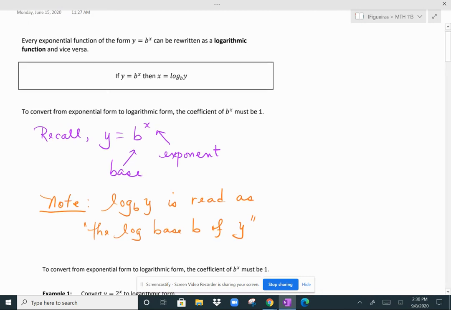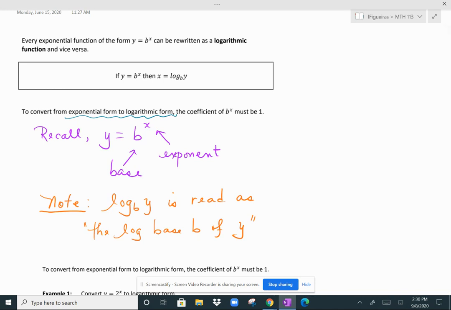In order to convert from an exponential equation to a logarithmic one, the coefficient of b to the x must be 1. If it isn't, you have to divide by whatever the coefficient is and get it over to the other side before you convert to the logarithmic form.